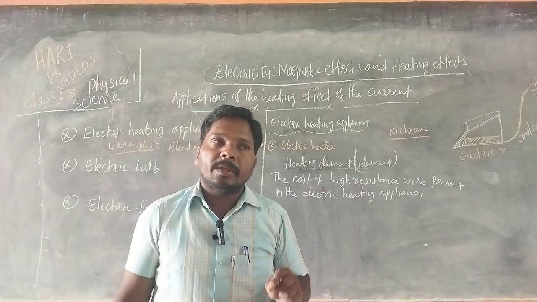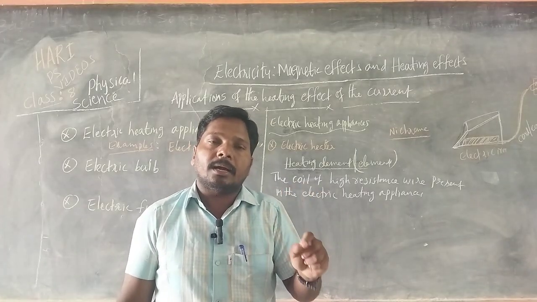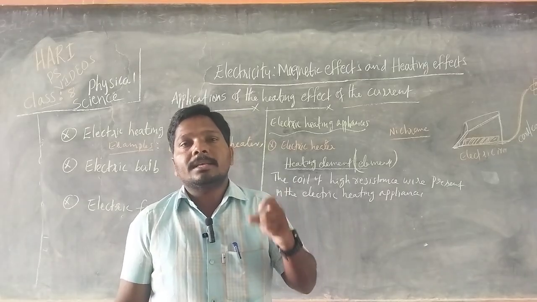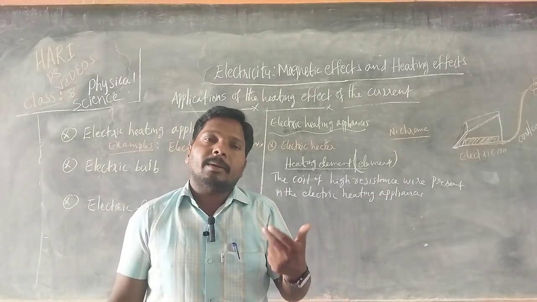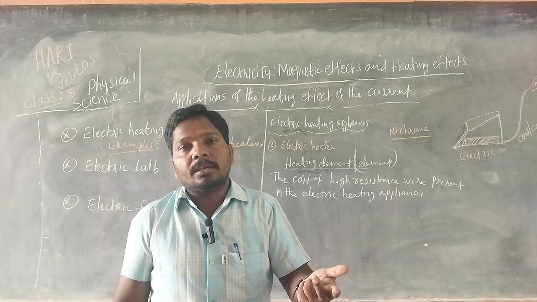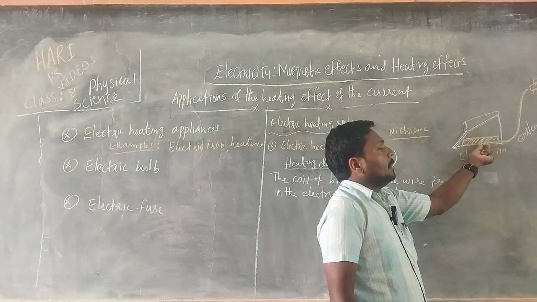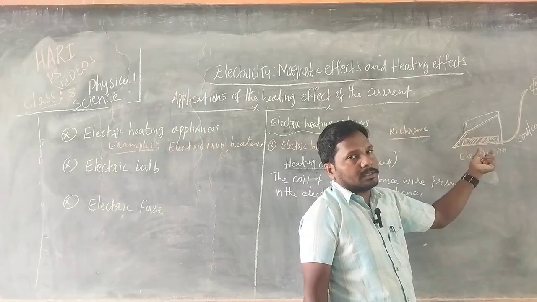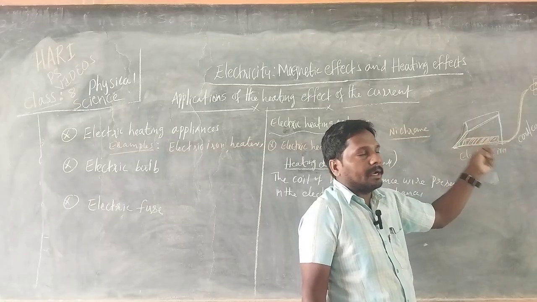As we discussed, if the connecting wire or the heating element or the metal conductor has no resistance, it produces less heat energy. If the element or the metallic wire has more resistance, it produces more heat energy. So in an electric iron, the nichrome element has more resistance, becomes red hot and produces more heat energy.